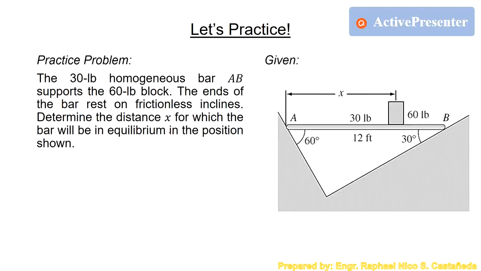So now let's have some practice problems, so that you try to solve these problems on your own and check if you get the correct answer afterwards. So we have here a 30-pound homogeneous bar AB supports the 60-pound block. The end of the bar rests on frictionless inclines. Determine the distance x for which the bar will be in equilibrium in the position shown. So the answer to this problem is x equals 10.5 feet.